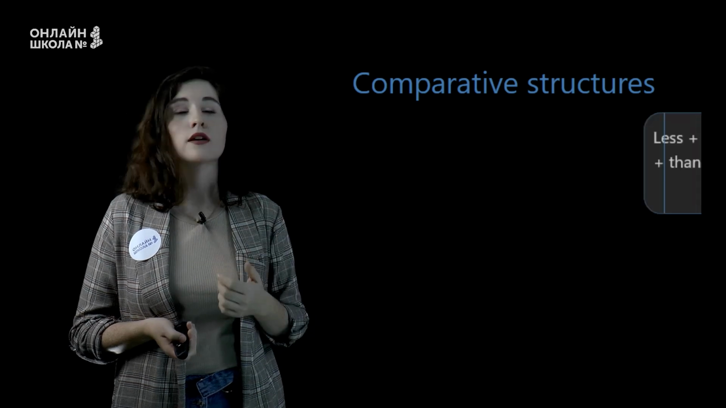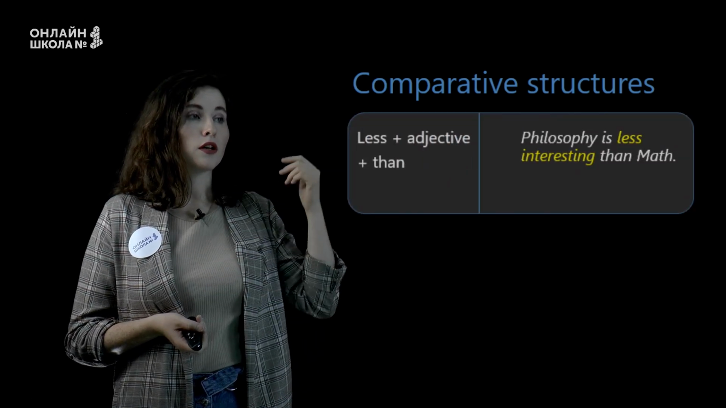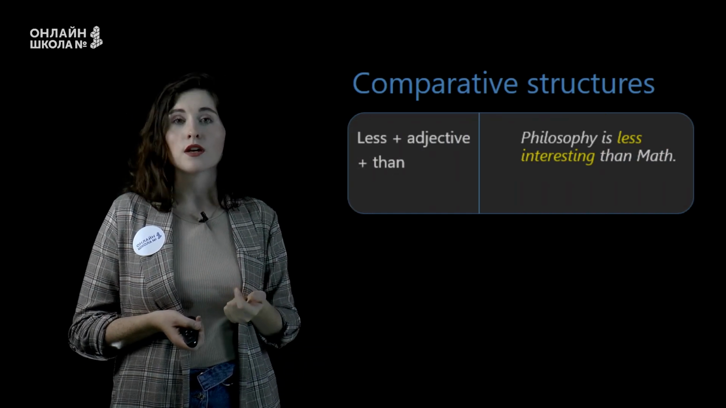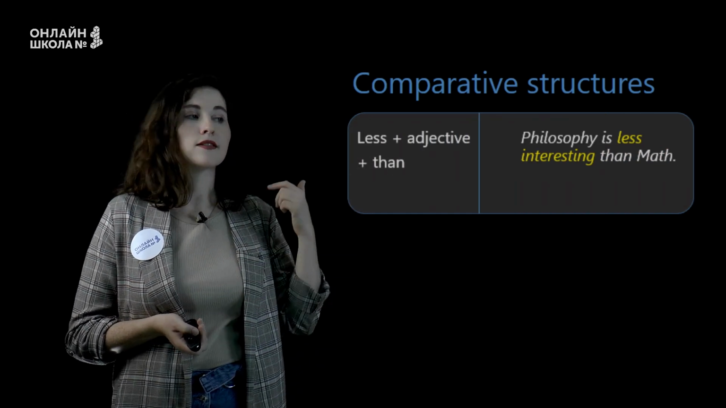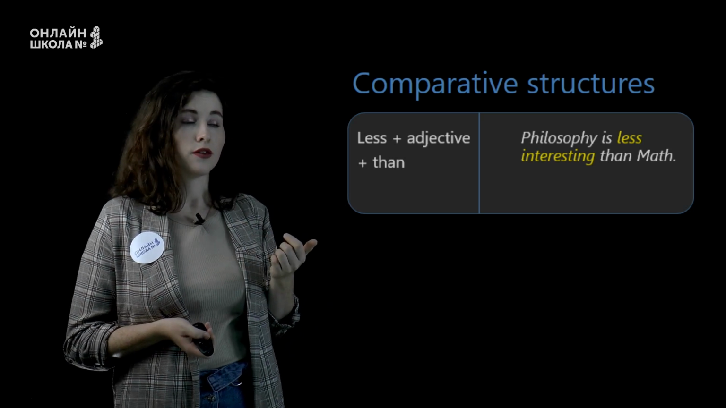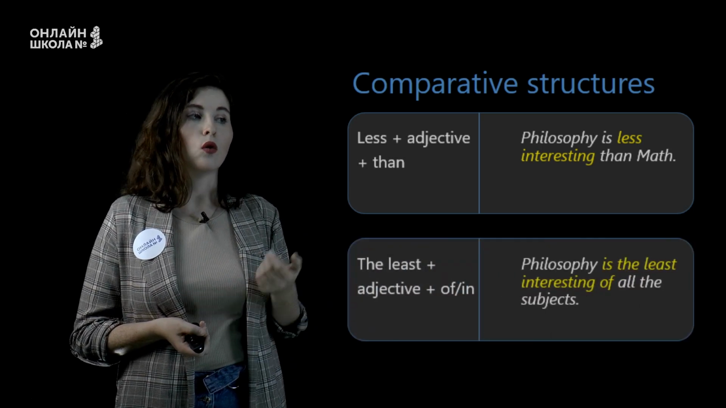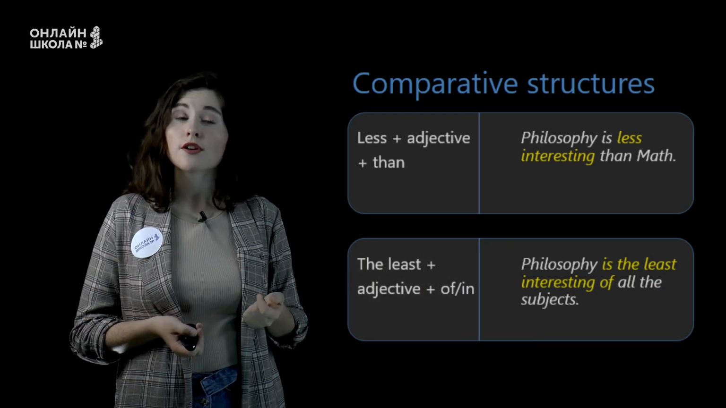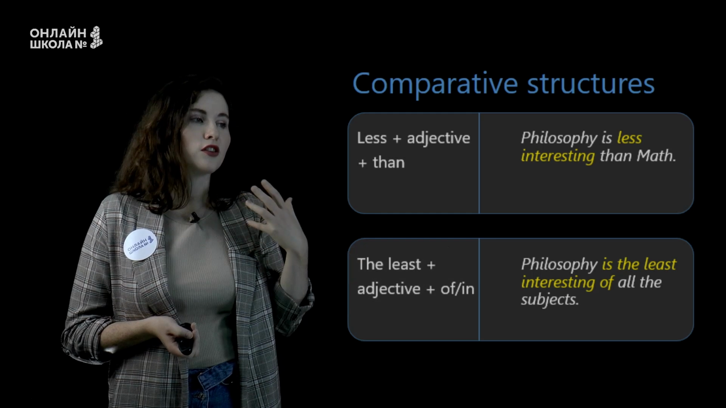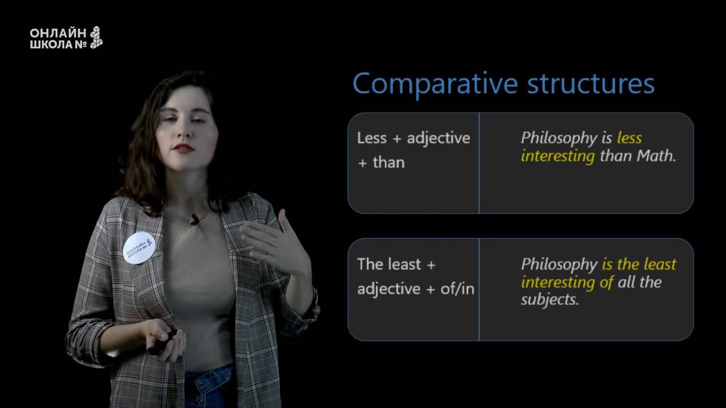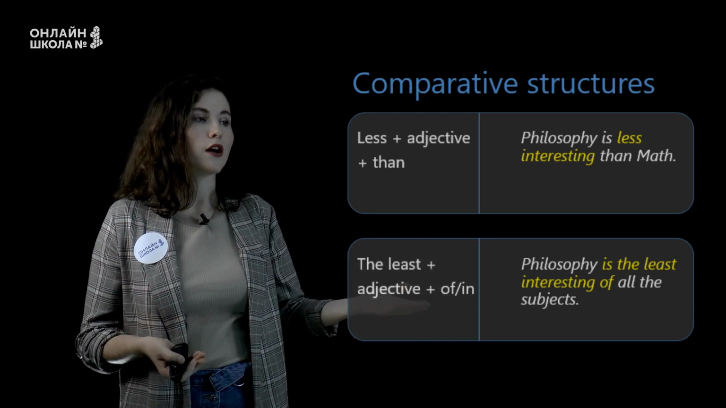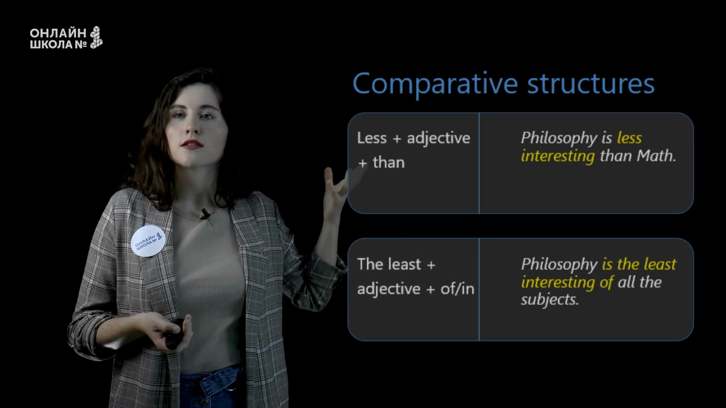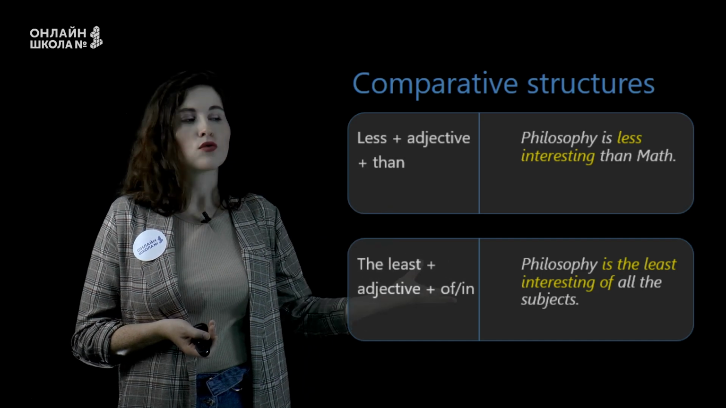Which other structures can we use? We can use such structure as less plus adjective plus than. For example, philosophy is less interesting than math. Or the least plus adjective plus of or in. For example, philosophy is the least interesting of all the subjects. Here we don't compare philosophy with something, we just say that it has like a unique extreme quality.